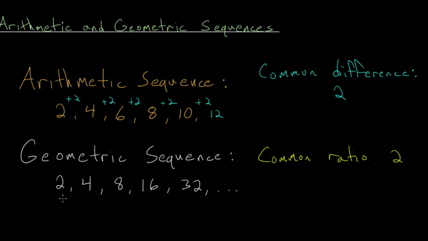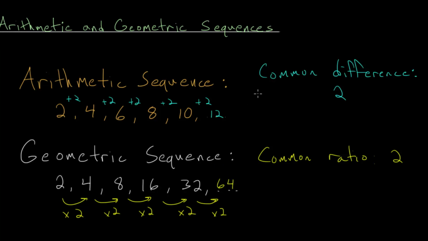So notice that between each step here, going from one term to the next, you're always multiplying by that same number. In this case, 2. So that's how you find the next term. You multiply by 2, and so that will give us 64.